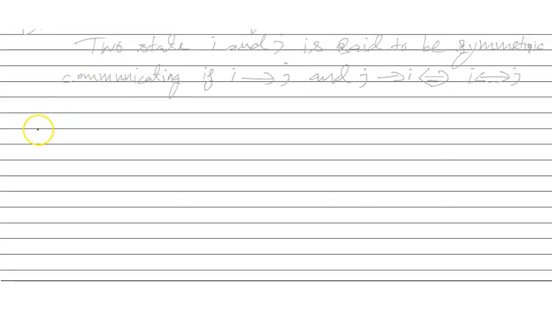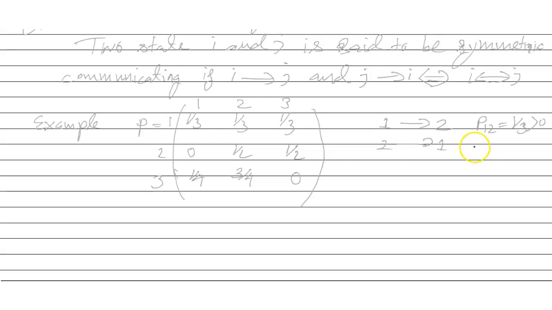Now friends, I give one example. For example, P equals 1/3, 1/3, 1/3; 0, 1 by 2, 1 by 2; 1 by 4, 3 by 4, 0. So friends, the state space is 1, 2, 3. So 1 to 2, you will see P12 equals 1 by 3, greater than 0, and 2 to 1, that is P21, is equal to 0, so this is not possible.